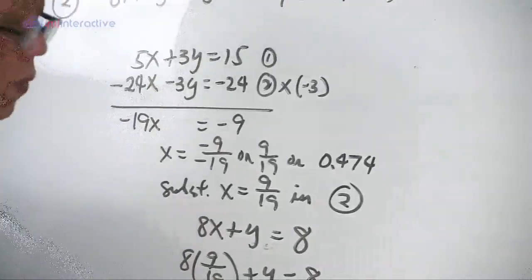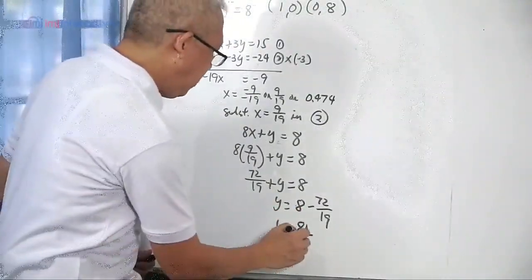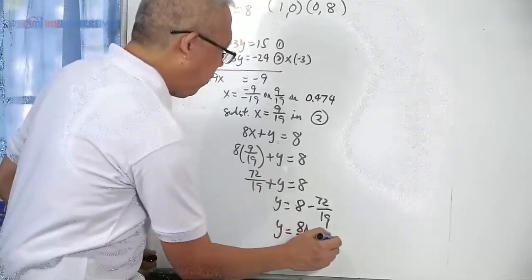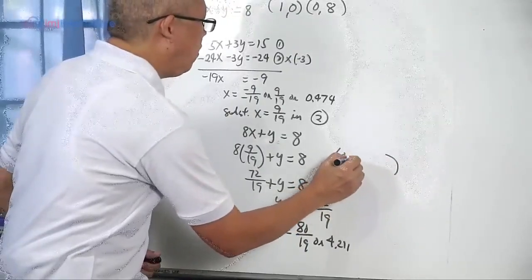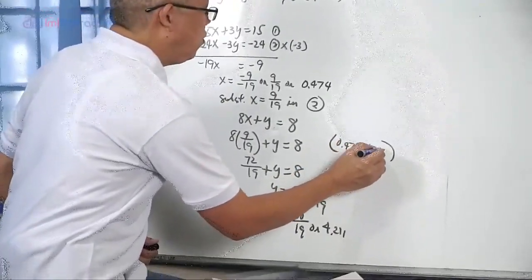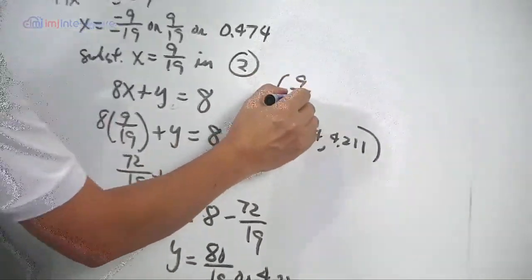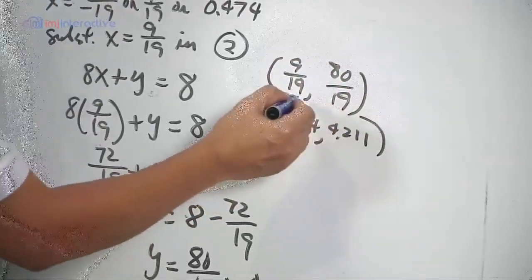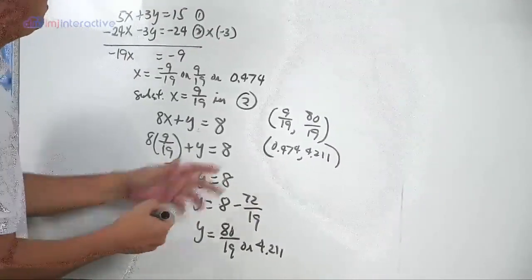So y equals, if you have your calculator, just compute 80 over 19, or simply 4.211. So the point of intersection is 0.474 and 4.211. In fraction form, you can write that as 9 over 19, 80 over 19. This is more exact compared to the decimal equivalent. So this is the point of intersection. Next, let's take a look at the graph.